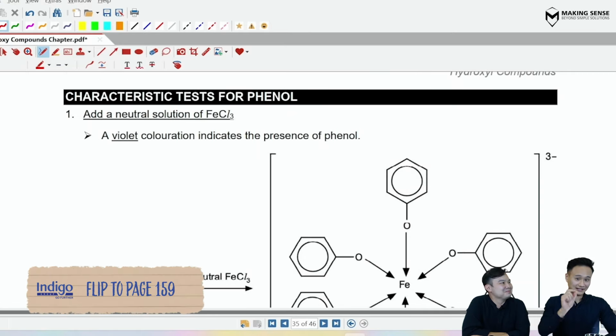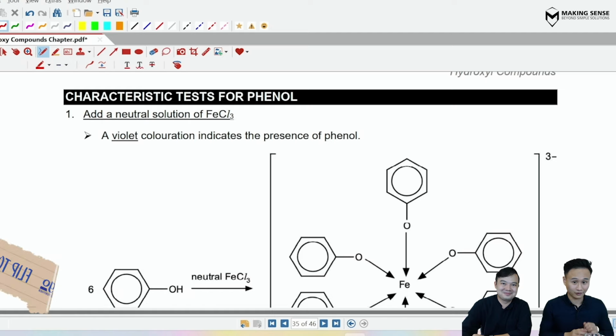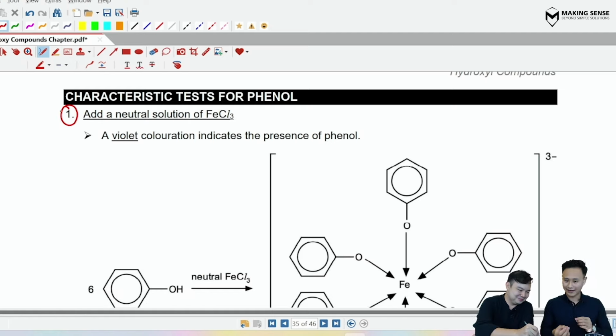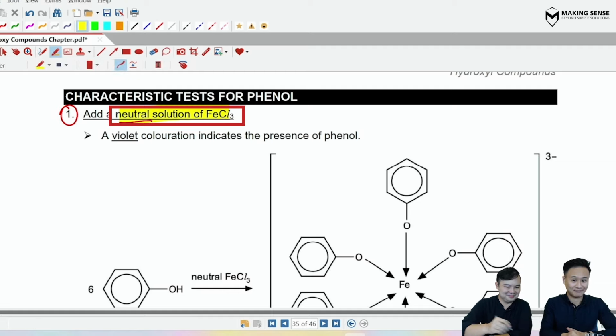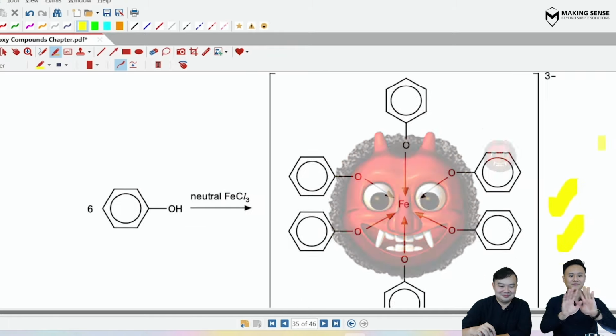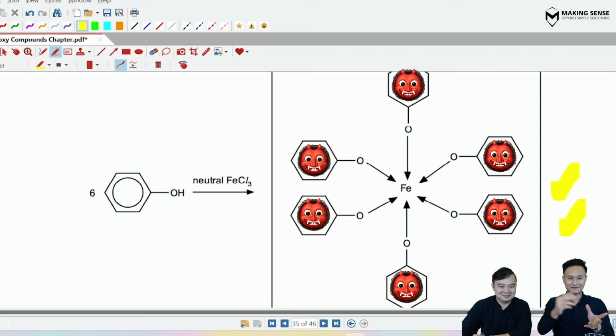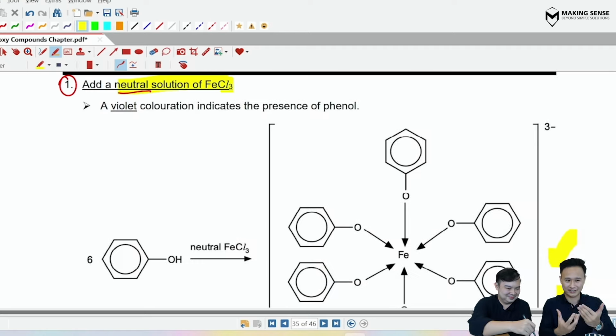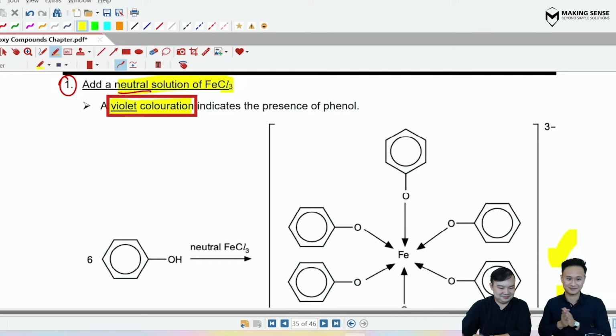Yes. Okay, the last thing that we have here is also characteristic tests and distinguishing tests for phenols. Okay? Now, the first one that we have is adding neutral FeCl3, and I'm so sorry, this one you have to accept it. When you add in neutral FeCl3, it will form this gigantic, monstrous complex here. You don't have to know this for now, you just need to know that when you add in FeCl3, you see this purple coloration, this violet coloration of this monster molecule here.